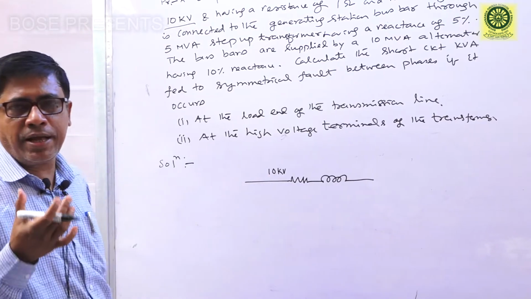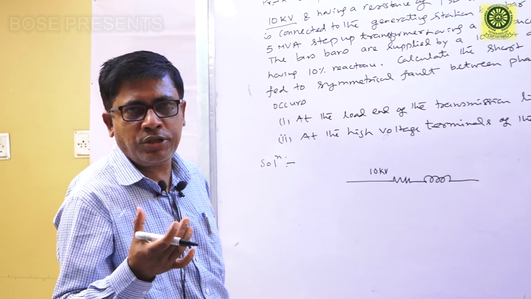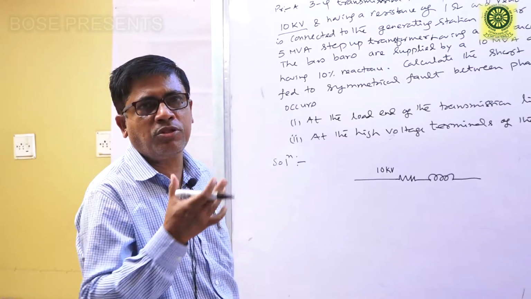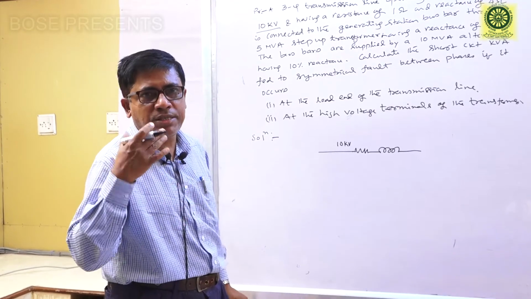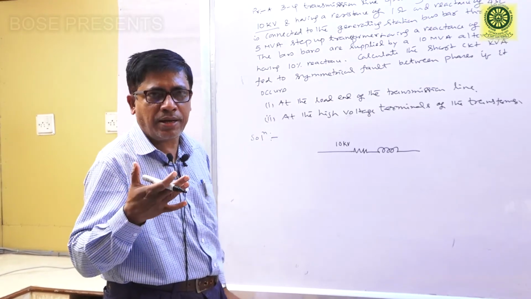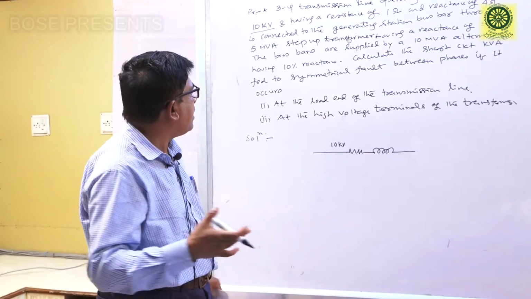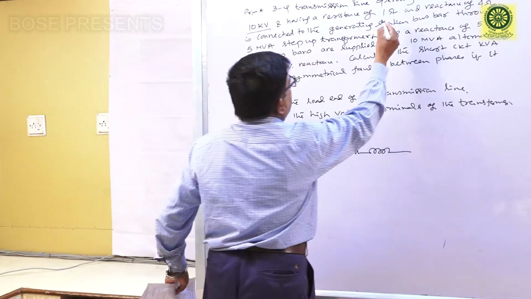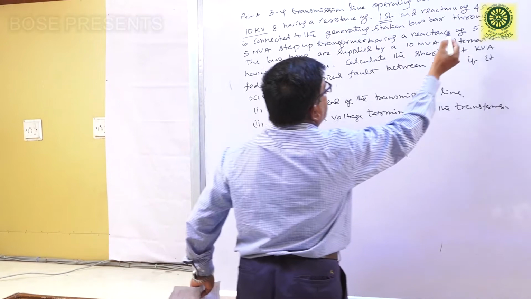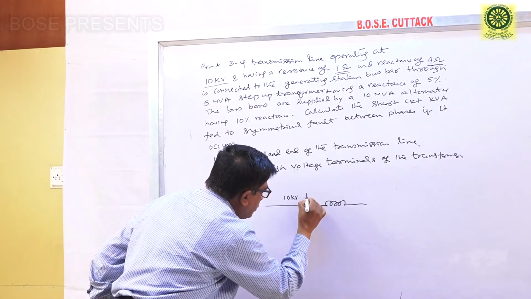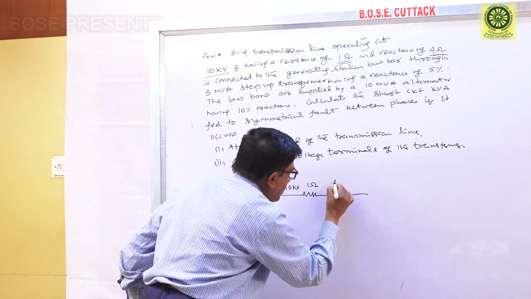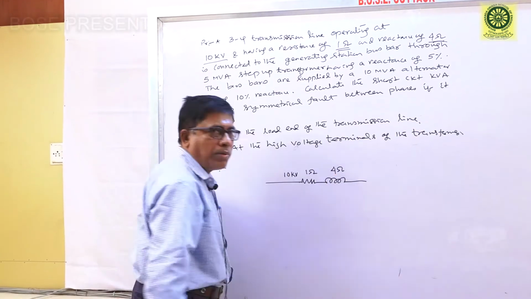I am drawing a single line diagram. Though this is a problem on 3-phase transformer, when you are solving a problem, you have to draw the single line diagram. What is the operating voltage? At 10 kV, having a resistance of 1 ohm and a reactance of 4 ohm. So this is just resistance. So resistance is 1 ohm and reactance is 4 ohm. Fine.